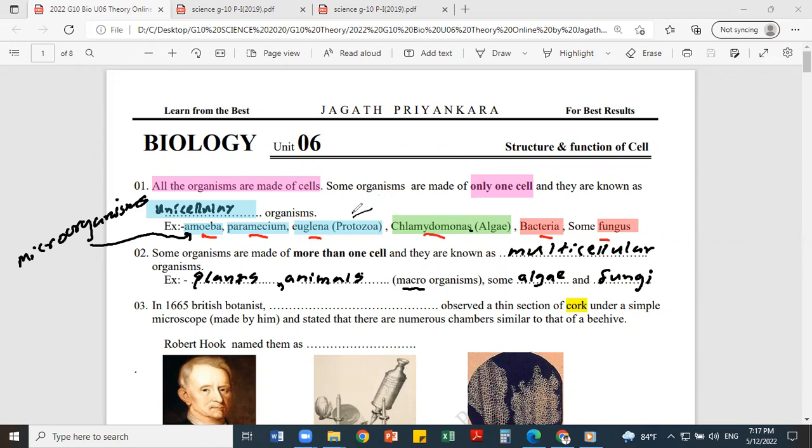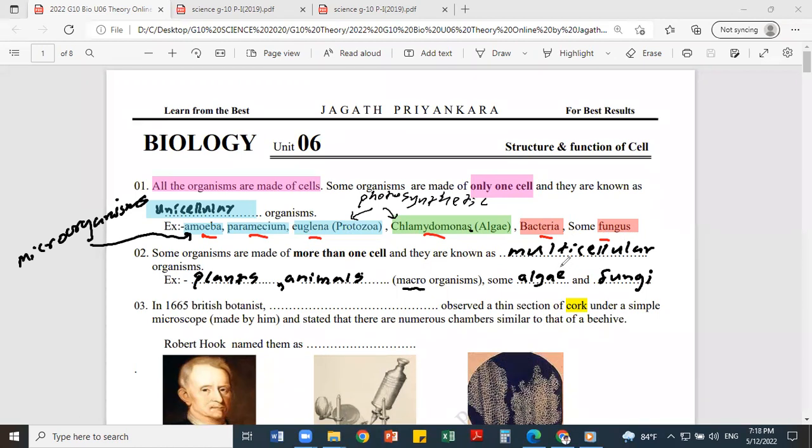Therefore, out of the unicellular organisms given in the list, these two organisms, Euglena and Chlamydomonas, are photosynthetic. Photosynthetic means they can produce their own food. They have chlorophyll. But the others are heterotrophic. Amoeba is heterotrophic, paramecium is heterotrophic. They cannot produce their own food. Bacteria are heterotrophic, fungi are heterotrophic. Right?